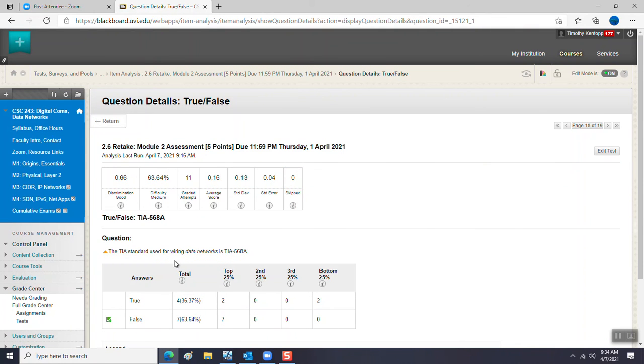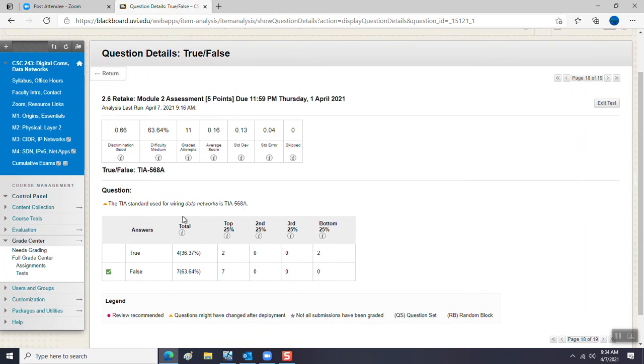The TIA standard used for wiring data networks is TIA 568B. For voice, not data, it's 568A. Voice is A, data is B. That's why this statement is false.